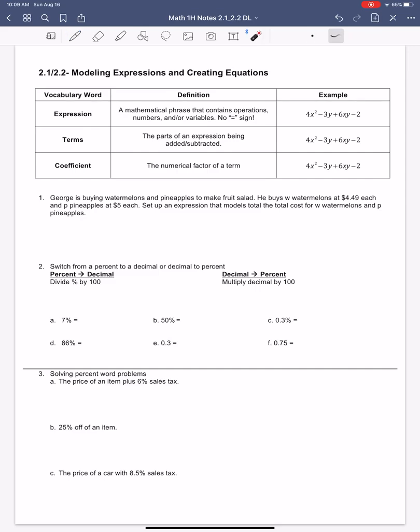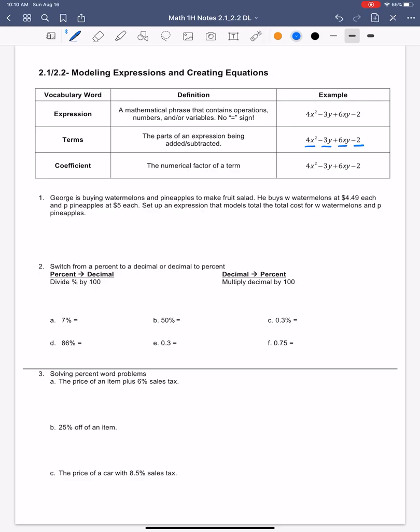Okay, no equal sign. And then we've got an example over here, right? And they can look all sorts of different ways, but this is one example: 4x squared minus 3y plus 6xy minus 2. And then we look at the next vocab word, which is terms. And it says the parts of an expression being added or subtracted. So this is the different pieces of our expression. So in this expression here, we've got 1, 2, 3, 4 different terms.